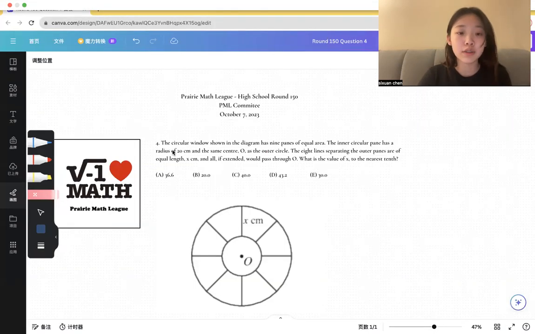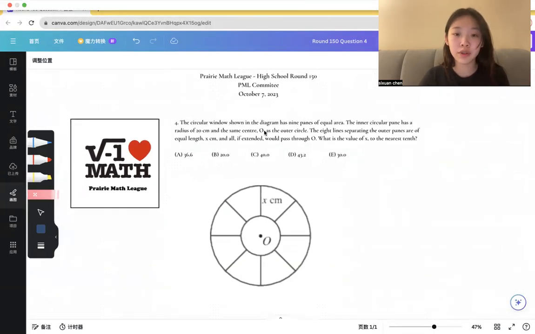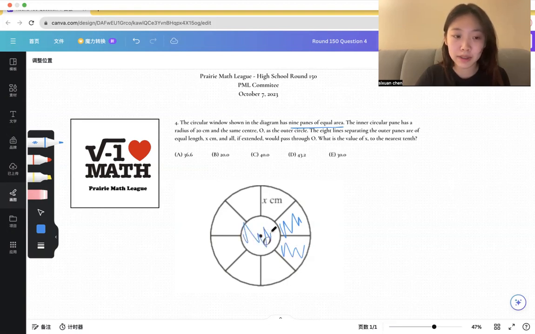Question 4. So the circular window shown in the diagram right here has 9 planes of equal area, which means that you can see there's 1, 2, 3, 4, 5, 6, 7, 8, and 9 shapes separated by segments. And they have equal area, which means this shape right here will be having the same area as this shape right here and this little circle in the middle.